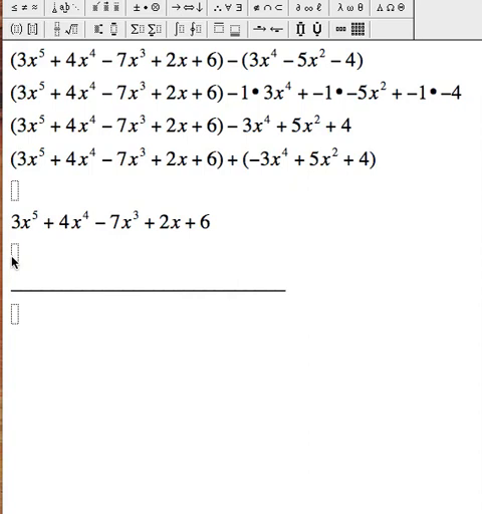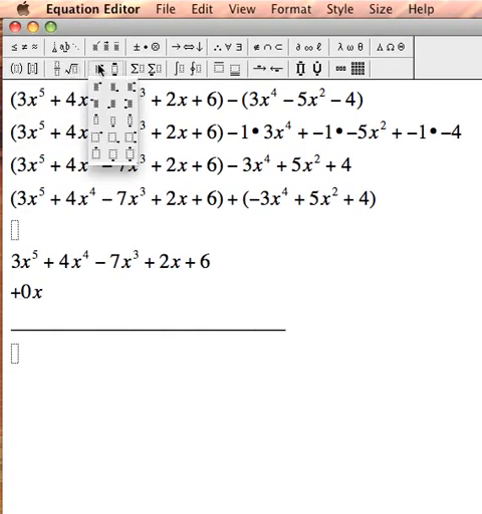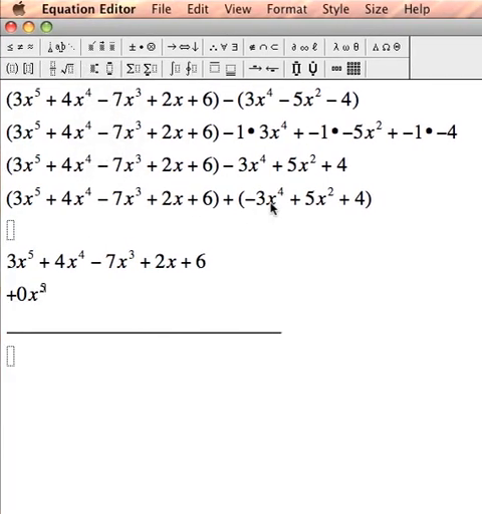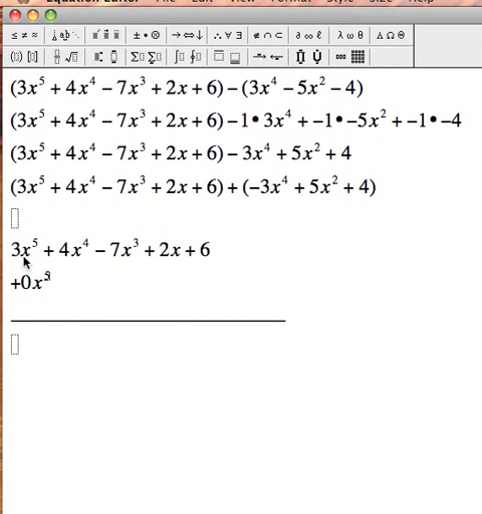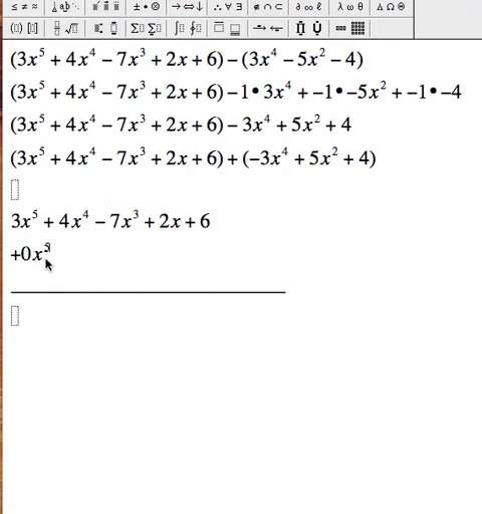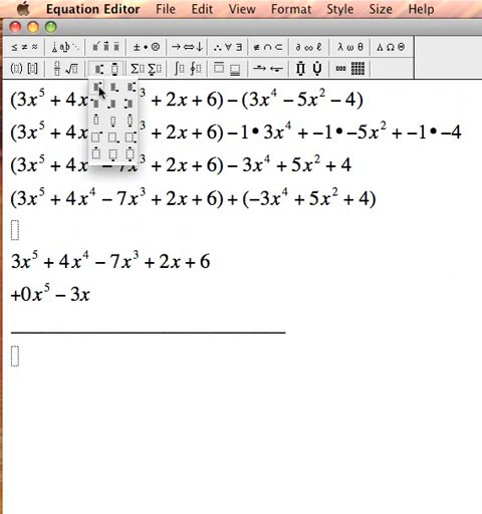So let's have a plus sign. I have 0x to the fifth power because in my polynomial I don't have an x to the fifth power. And I want to create a situation where I have a space vertically for every exponent. Personally, I think that's important. It's not so much a math thing as it is just a sight thing. It's just easier for us to recognize.